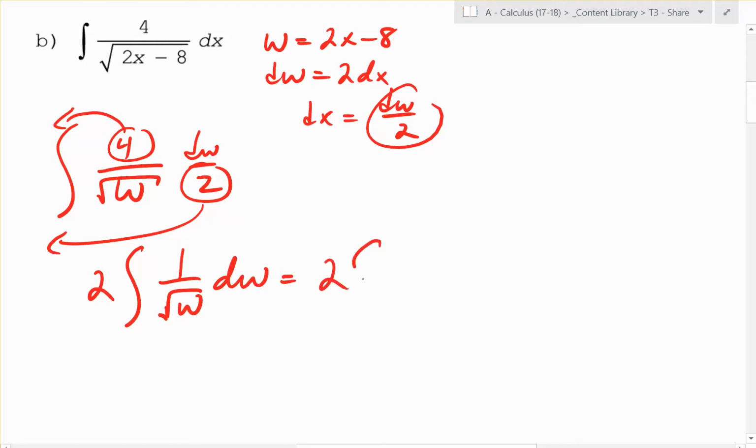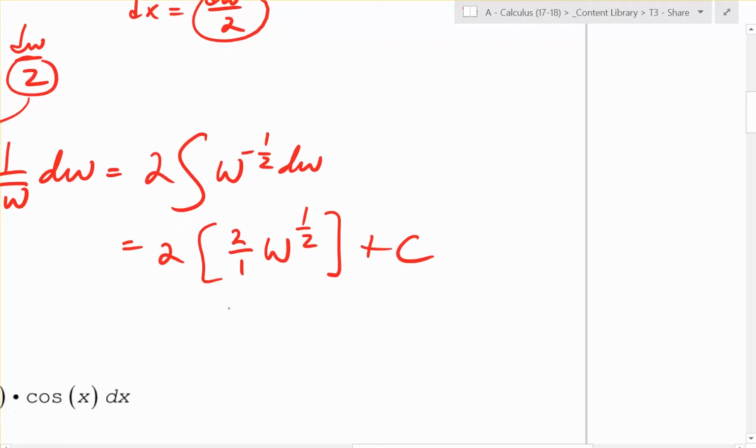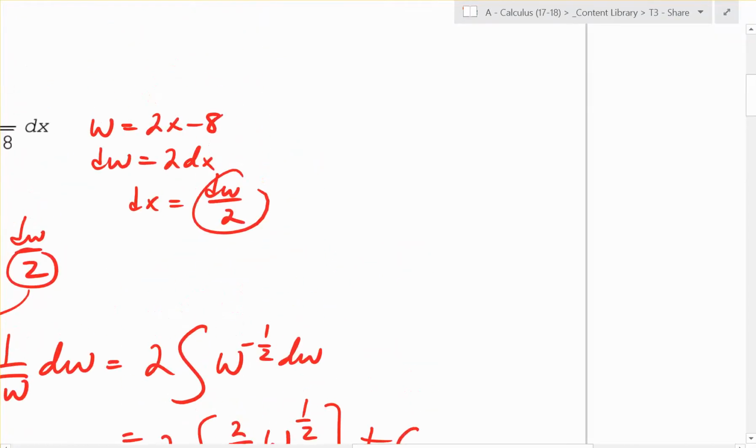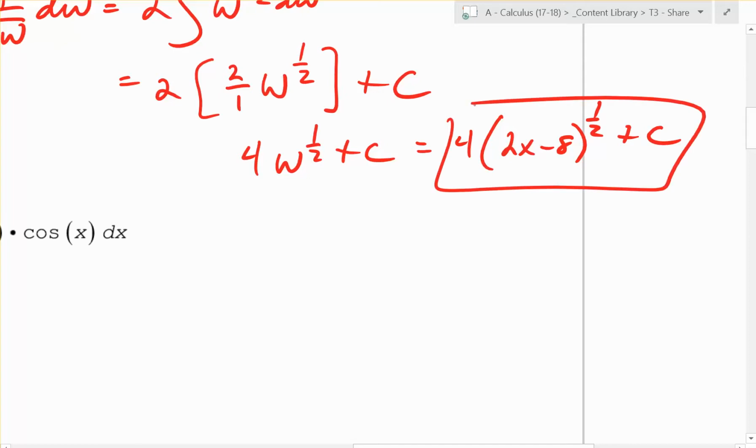Rewriting that in exponential form, it's w to the negative 1/2 dW. So when we integrate that, the integral goes away. Go up 1 power to the 1/2. What do you need out front to cancel 1/2? Well, you need a 2 over 1, plus c. So what will that come out to be? 4 w to the 1/2 plus c. What does w equal? 2x minus 8. So this is going to be 4 times 2x minus 8 to the 1/2 plus c. You need that plus c.